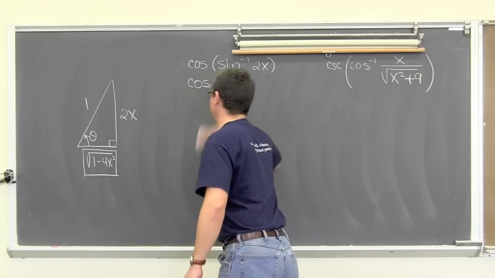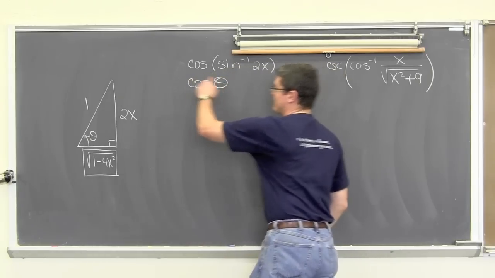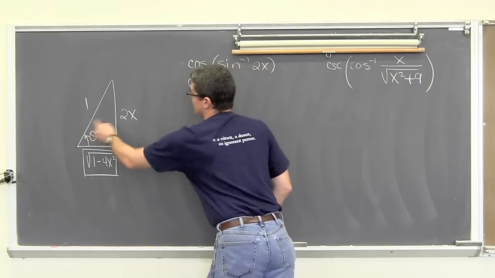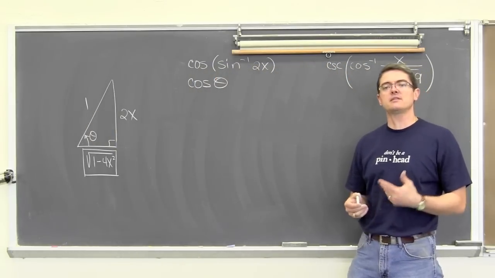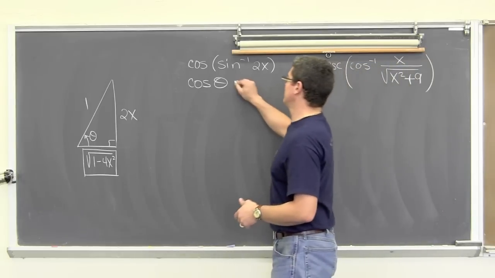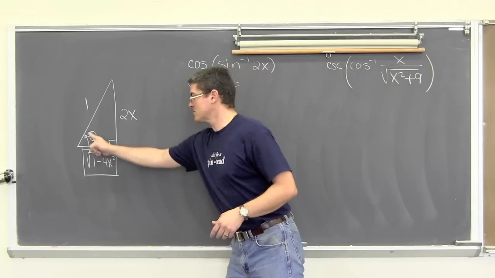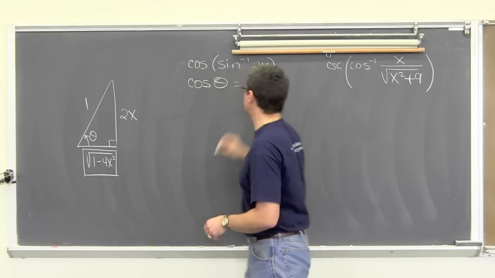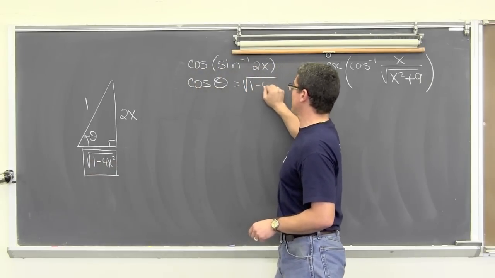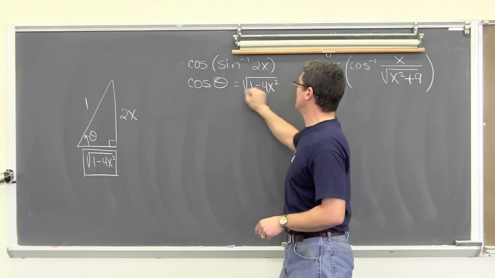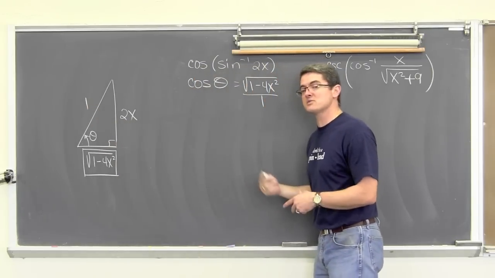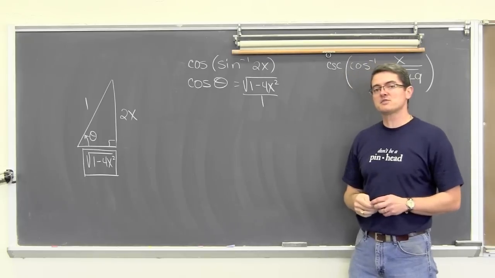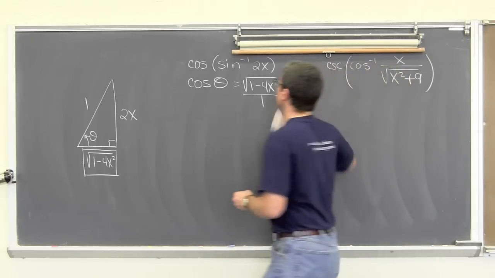So now that we have our right triangle all filled up and we have theta set up in this right triangle, what is the cosine of theta? Well, cosine of theta is equal to the adjacent side. So next to theta, the adjacent side is square root of 1 minus 4x squared over the hypotenuse of 1. So the cosine of theta is the square root of 1 minus 4x squared.